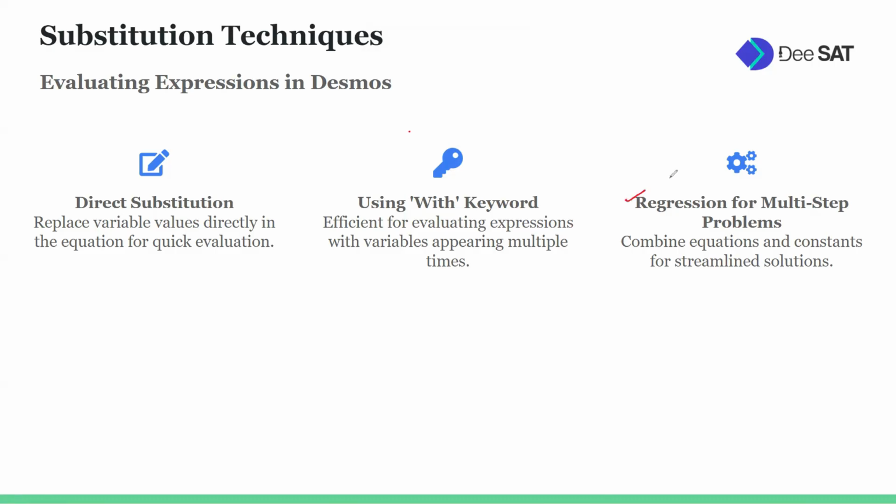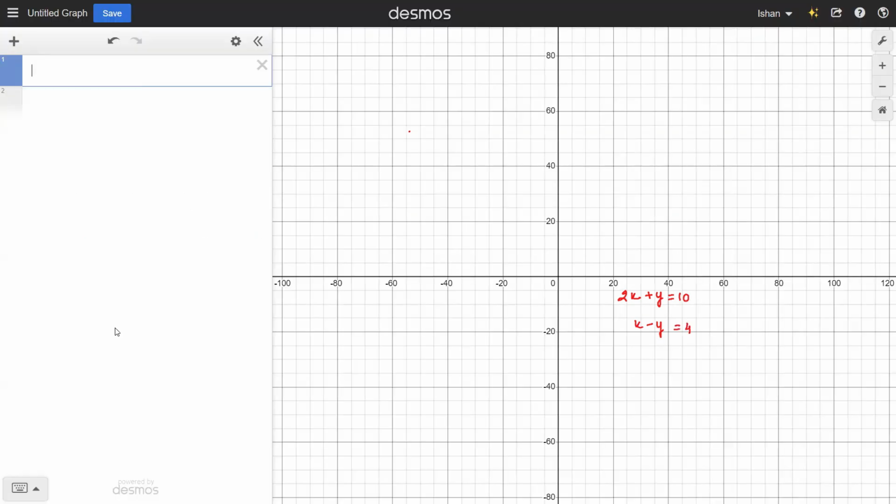Regression for multi-step problems. When equations involve multi-steps or constants, you can use Desmos regression operator to combine the equation and constants in one go. For example, if solving 2x plus y equals to 10, and another equation is x minus y equals to 4. You input both equations with regression sign. So definitely if you're using regression, we need to change the values of x and y to something. I'm changing x to x1 and y to y1.